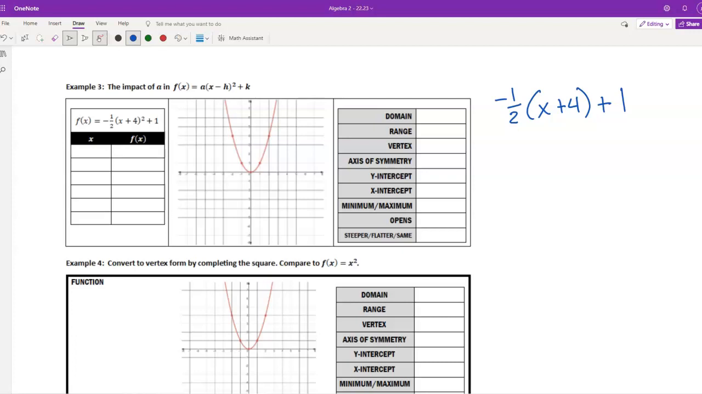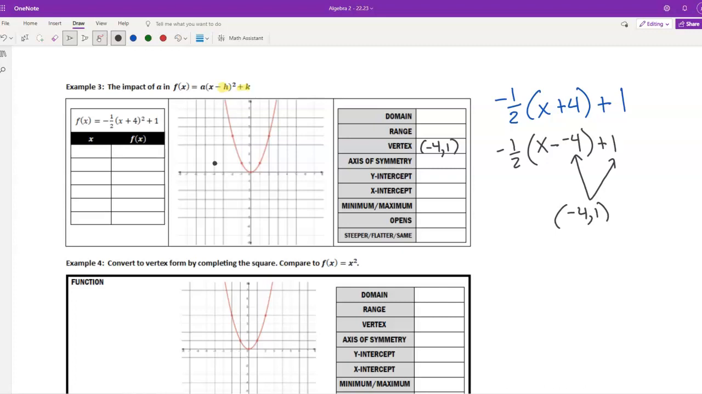Remember that our h value, when it's in the minus form, and the k value, that's our vertex. So if we look at what we've been given, we've been given x plus 4, which remember is really like saying x minus a negative 4. That's another way to look at this problem. So that means that our vertex is negative 4, 1. Right there, I can graph that point and put in negative 4, 1 for my vertex.